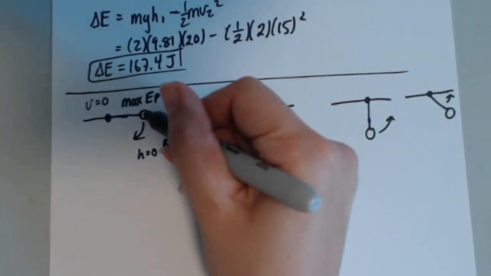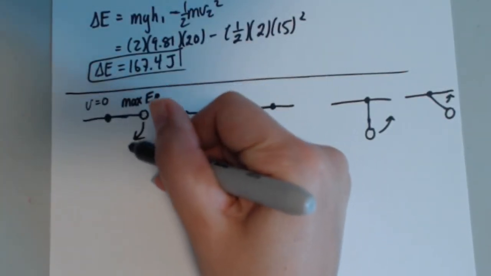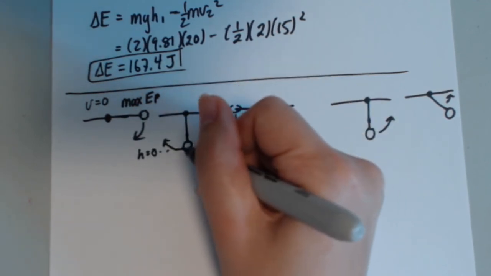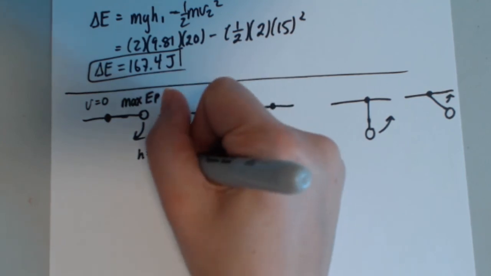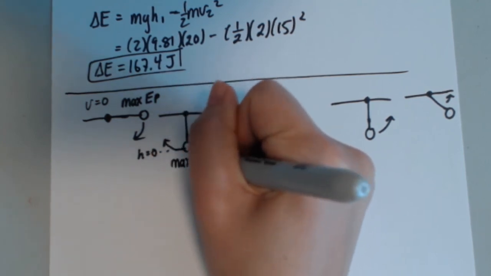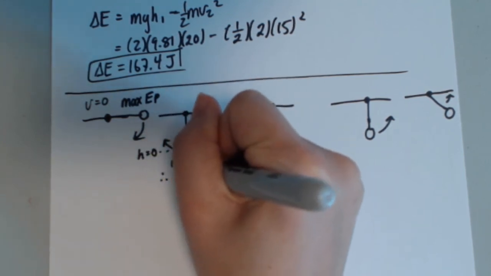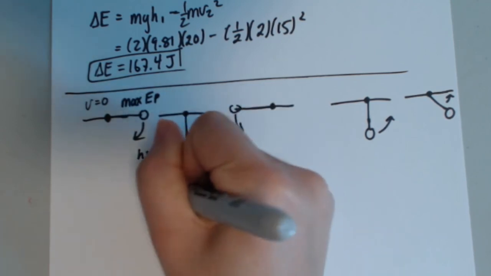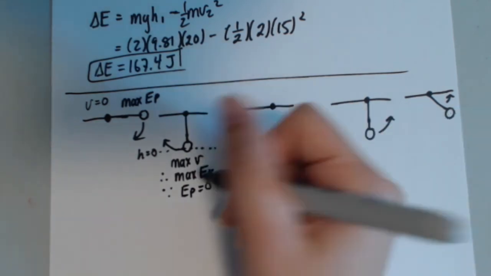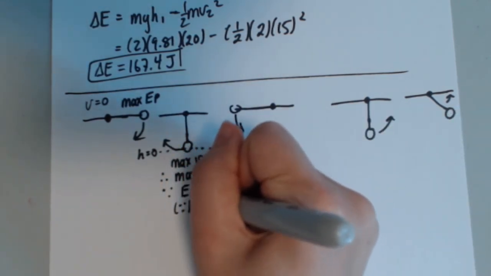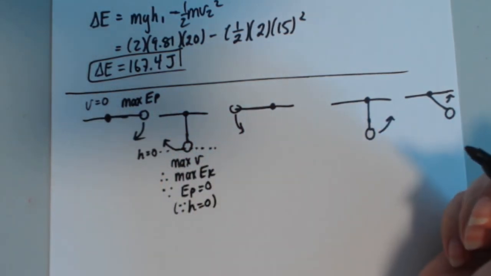And as this thing starts to fall, it loses height, but it gains speed. So that makes sense that when it's at the bottom, at the lowest possible height, it would have the maximum speed. Therefore, the maximum kinetic energy. And that is since the potential energy is 0. And the potential energy is 0 since h is equal to 0. I hope that makes sense.